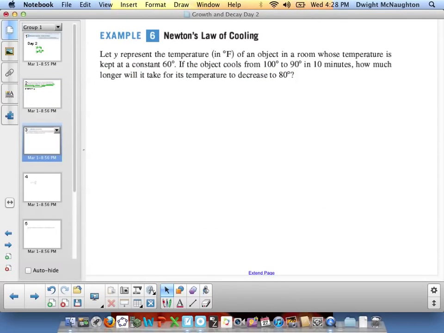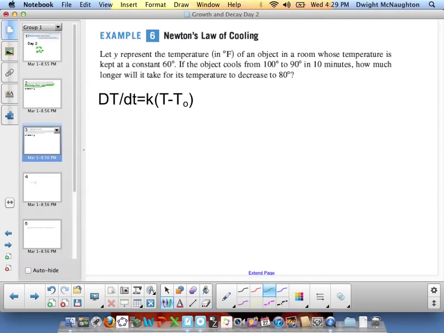So our first problem: y represents the temperature of an object in a room whose temperature is kept constant at 60 degrees. The object cools from 100 to 90 degrees in 10 minutes. How much longer will it take for its temperature to decrease to 80 degrees? We'll start with Newton's law of cooling in differential form. We know the temperature of the room is 60 degrees, so we will plug that into the equation: dT/dt equals k times T minus 60. And now we'll go about solving it.